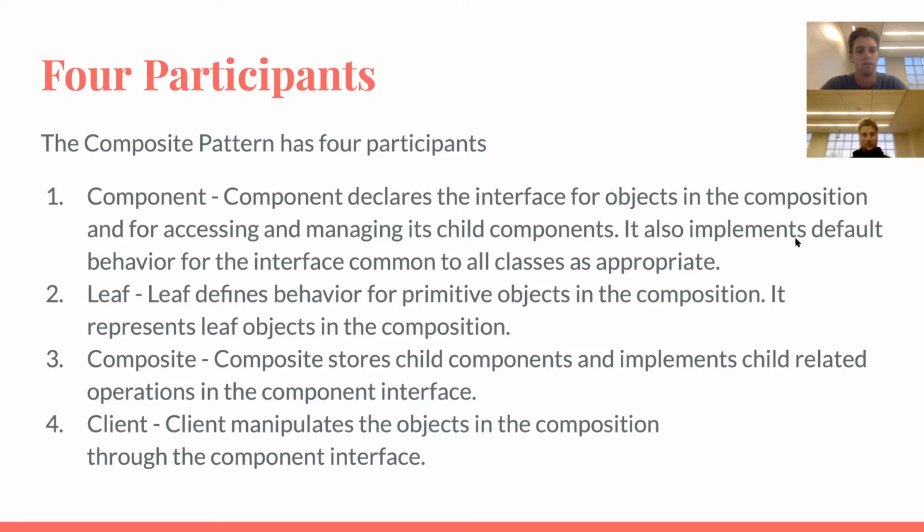A leaf defines behavior for primitive objects in the composition. It represents leaf objects in the composition. A composite stores child components and implements child-related operations in the component interface. So the composite is basically the object that will hold the leaves or other composites in an array list or any other collection. And then the client manipulates the object in the composition through the component interface.